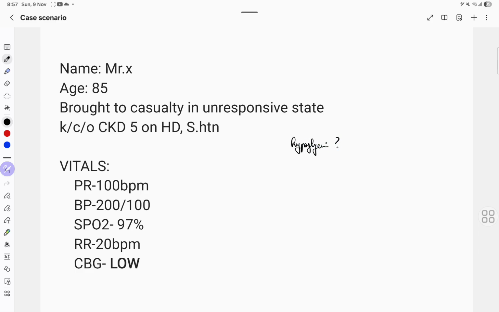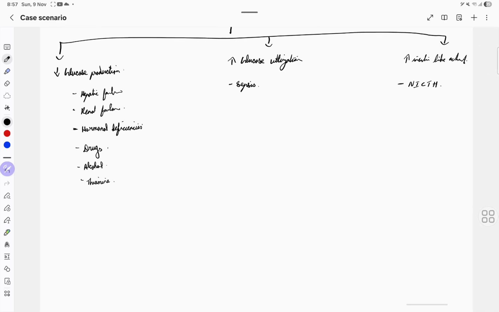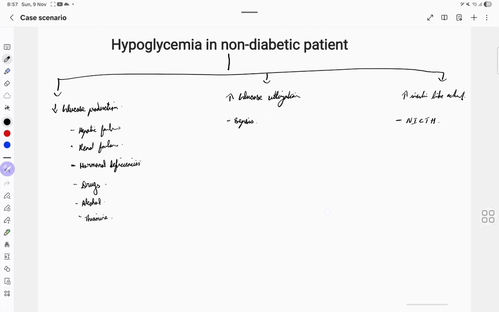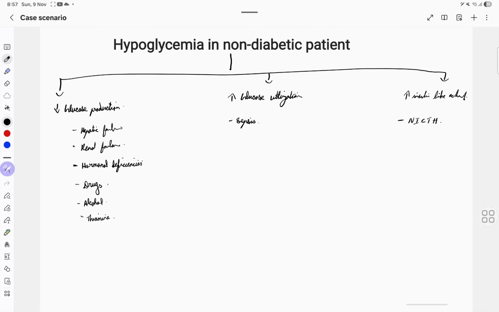Let's think through this step by step. First, initially in casualty, we have to assess airway, breathing, circulation. Since he was unresponsive, we intubated him for airway protection and gave IV dextrose immediately. After stabilization, we started working up the case.